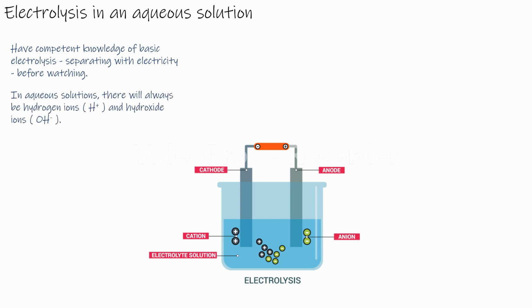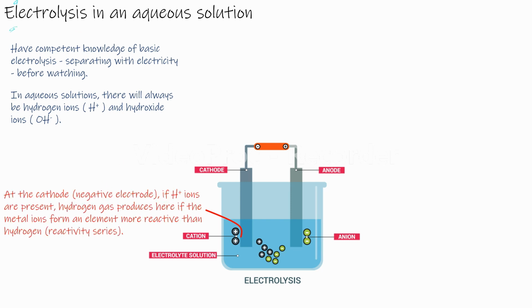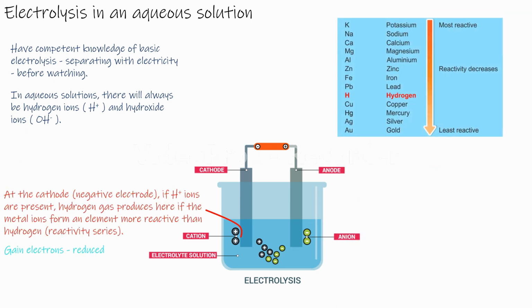Now, moving straight on to the concept. In aqueous solutions, there will always be hydrogen ions as H+, and hydroxide ions as OH-. Now, at our cathode here, which is our negative electrode, if there are H+ ions present, which will be in an aqueous solution, hydrogen gas will be produced if the metal ions form an element more reactive than hydrogen.